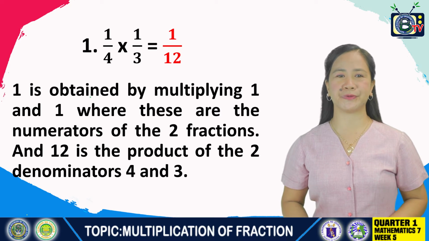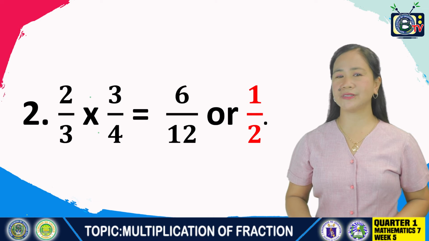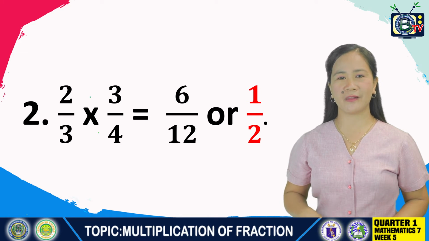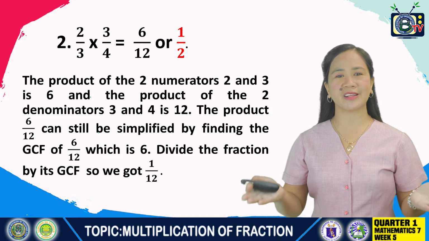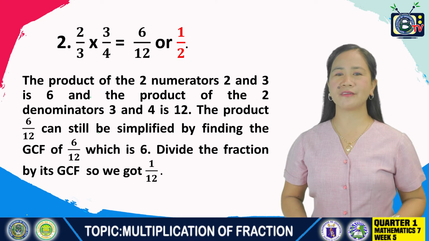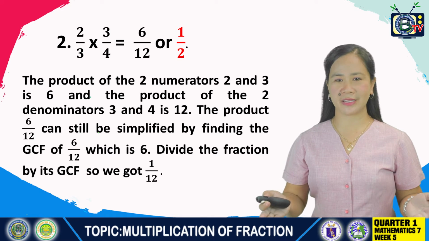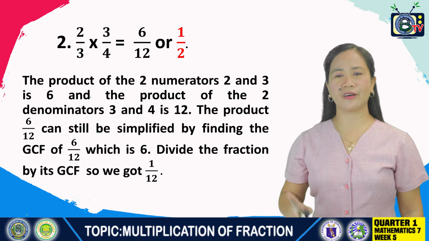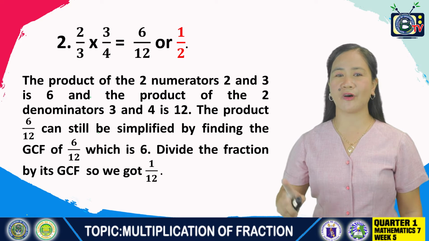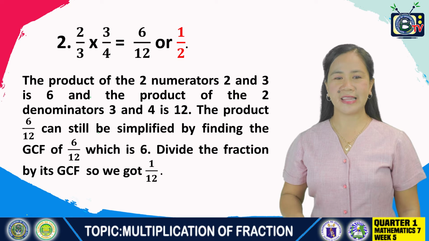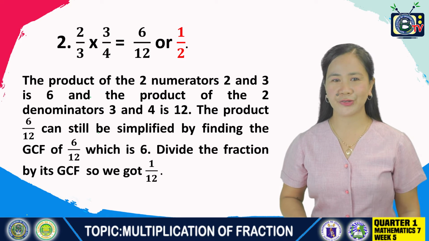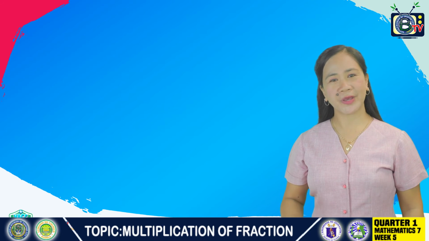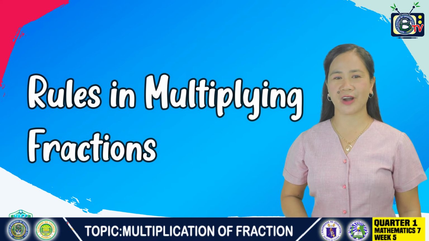Okay, let's have number 2. 2/3 times 3/4 is equal to 6/12 or 1/2. The product of the two numerators 2 and 3 is 6. And the product of the two denominators 3 and 4 is 12. The product 6/12 can still be simplified by finding the GCF of 6 and 12, which is 6. Then, divide the fraction by its GCF, so we got 1/2.